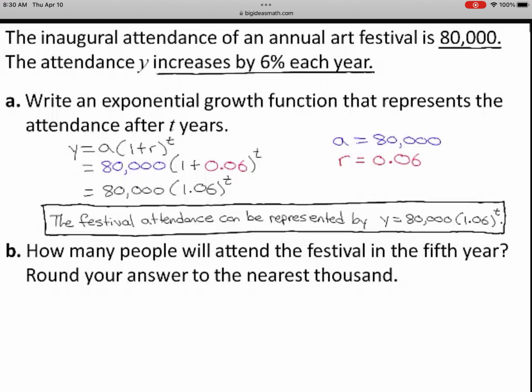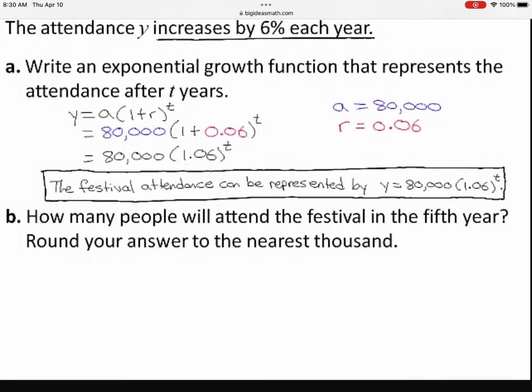Part B. How many people will attend the festival in the 5th year? Round your answer to the nearest thousand. Notice that the value t equals 4 represents the 5th year, because t equals 0 represents the 1st year.